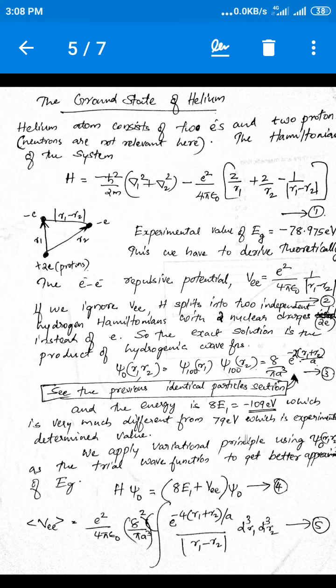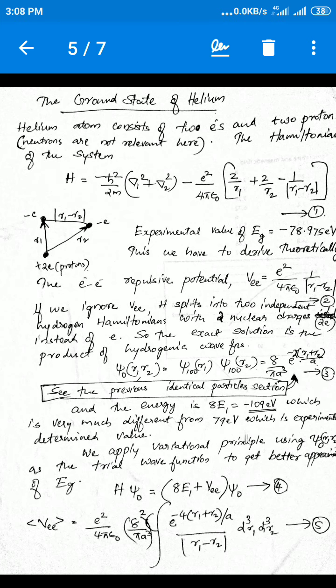So we take 2 hydrogenic wave functions and take the product of them, and that product is considered here as the solution. We have considered this wave function as the trial wave function in this helium atom system. We didn't consider the repulsive potential between 2 electrons there.